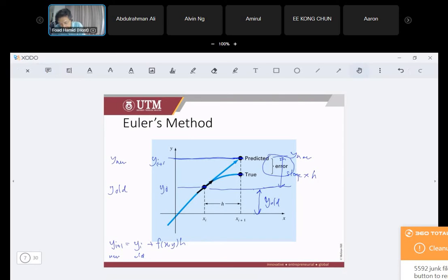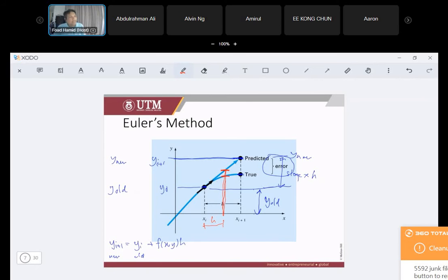Okay, if I take h here, so this is my h. This is my new h. Look at the error now. The error has become smaller, because this is the predicted value and this is the true value here. See, this is how we improve our approximation. Clearly you can see graphically that when we reduce h, our approximation becomes better. And of course, if we take h at this point here, it is even closer to the true value.